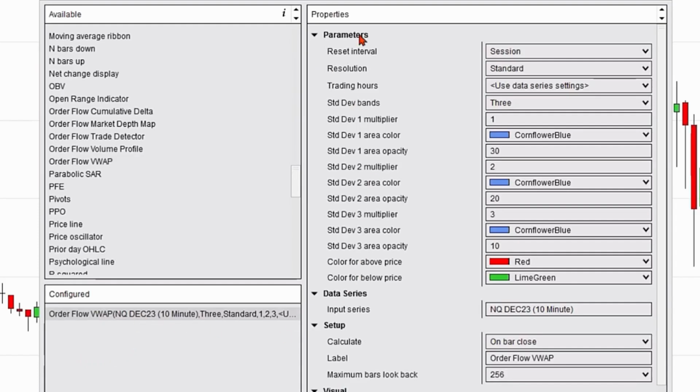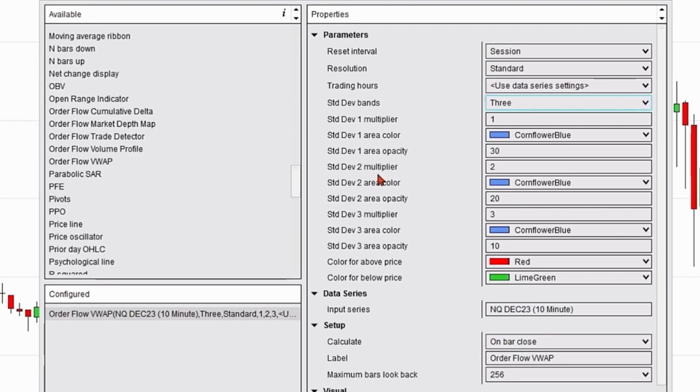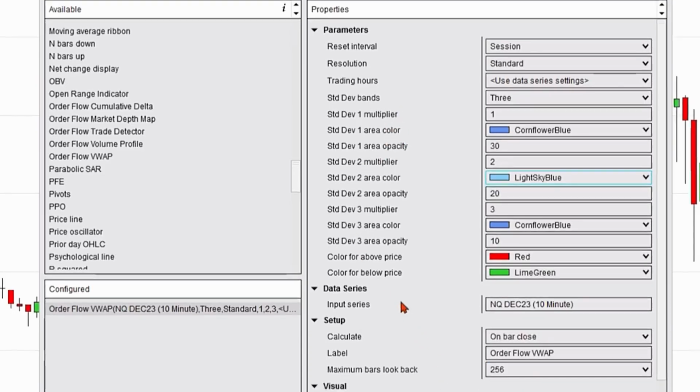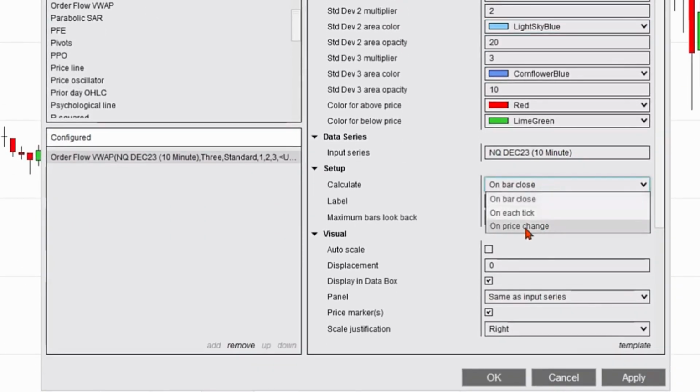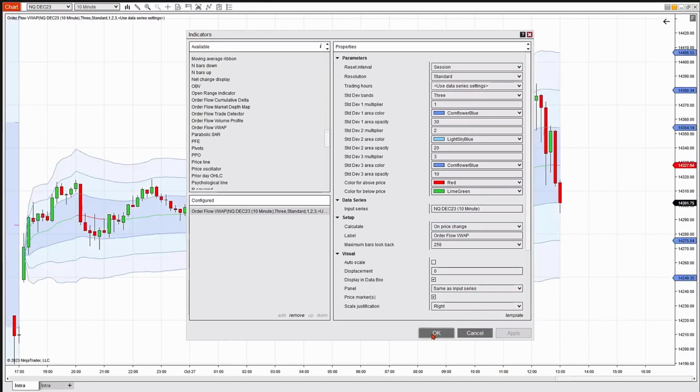indicator. I'm going to make sure it's highlighted, and on the right hand side I can change some properties. You can see, in addition to the volume weighted average price itself, you can add standard deviation bands around that price, as many as 3 of them, and we'll keep it at 3 for now. And I'm going to change the color of the second level standard deviation area from blue to light sky blue. I'm going to keep everything else pretty much the same. And I'm going to change calculate on price change, hit apply, and hit OK.